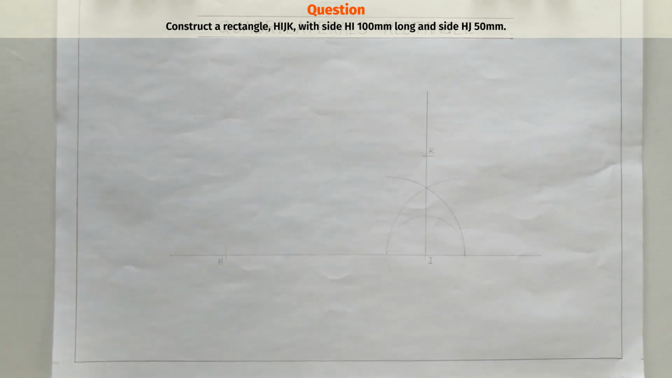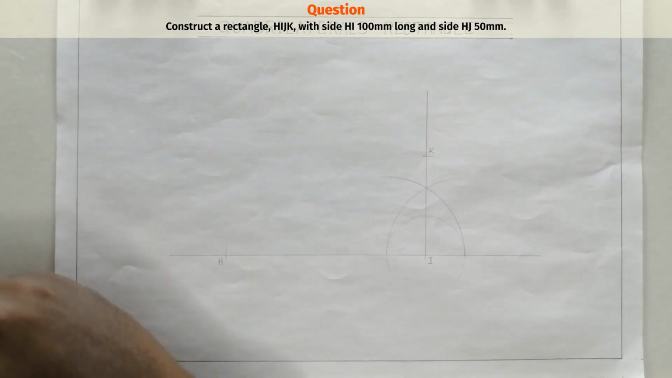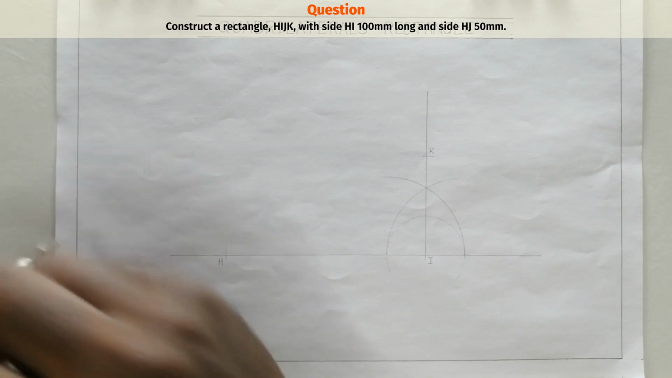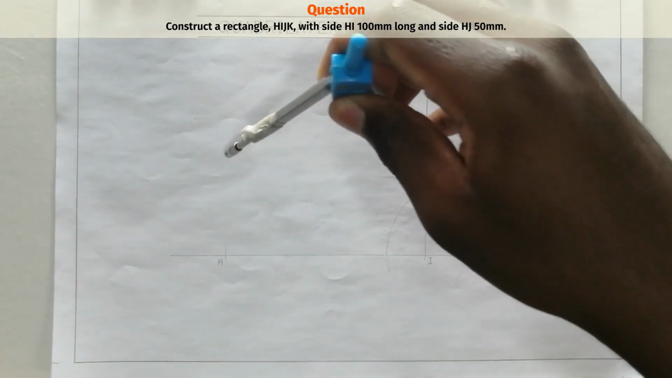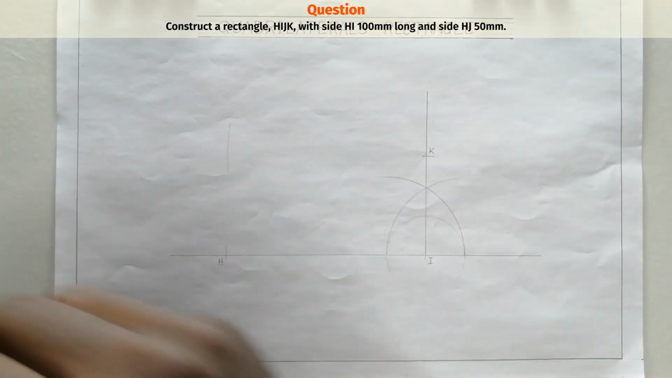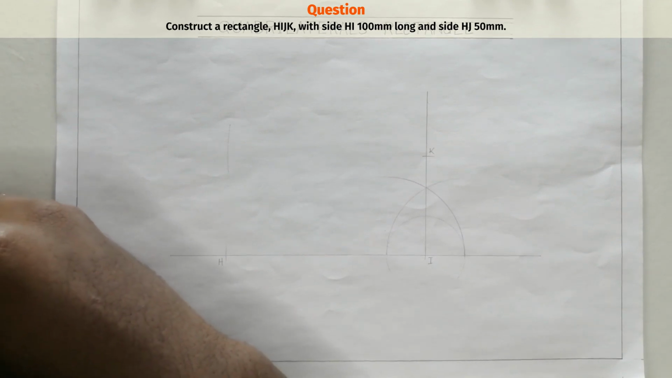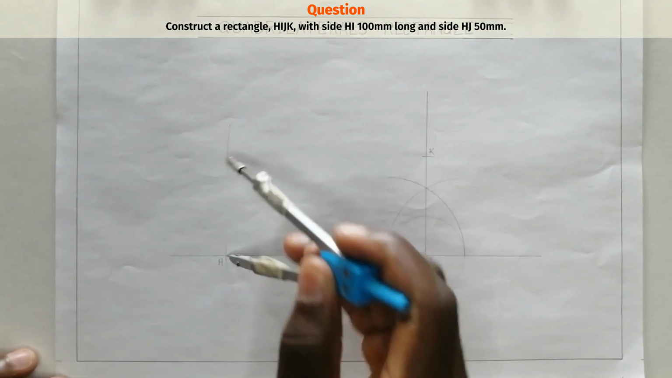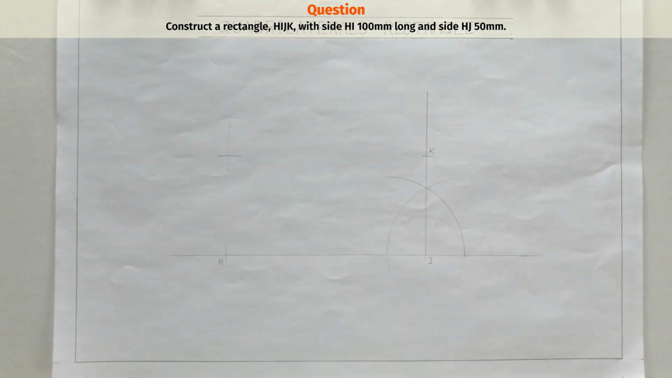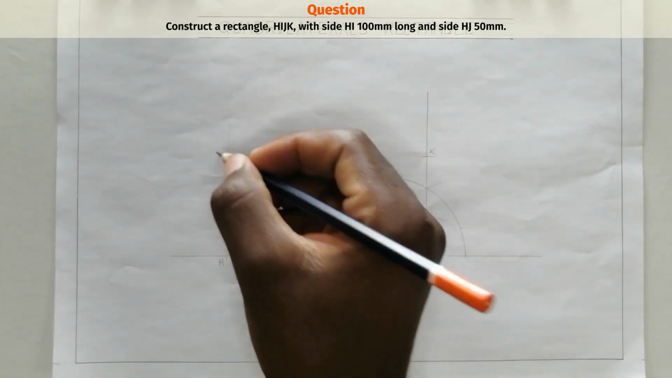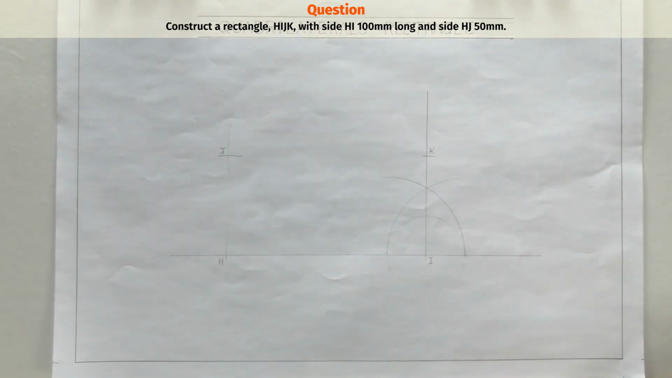To make point J now, I'm going to get the distance that I was given HI, which is 100 millimeters. And then I'll stand at point K, mark an arc like that. Then I'll get the HJ that have been given, which is 50 millimeters. And then stand at H and mark. That's how I get my J. Notice I didn't use the conventional way in which we draw the rectangles, but why I did this is so that you really get the concept of what a rectangle is.